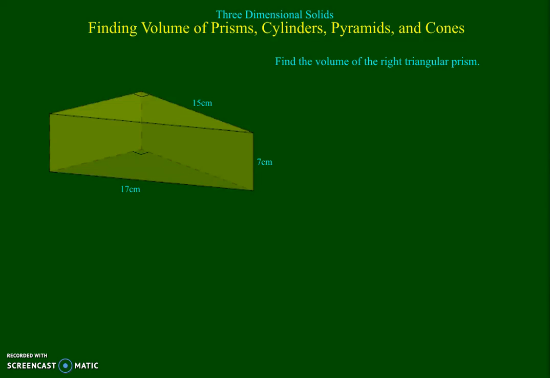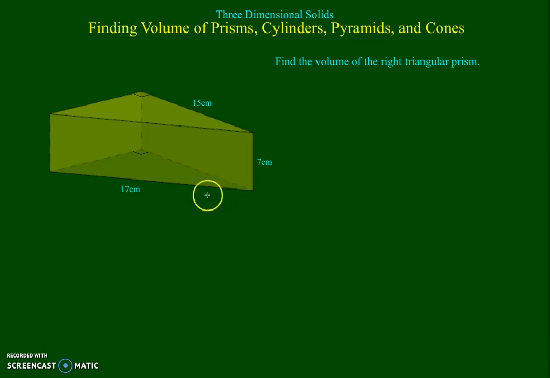This is part 7 of the series Three-Dimensional Solids, and in this part we're going to work several examples of finding the volumes of three-dimensional solids of various types. Let's start out with the first one here. We have a right triangular prism.